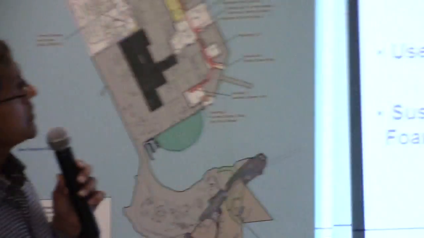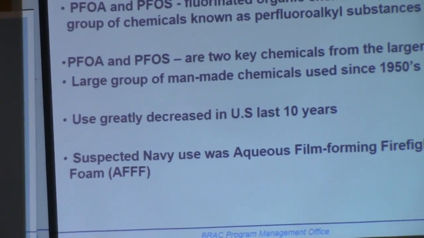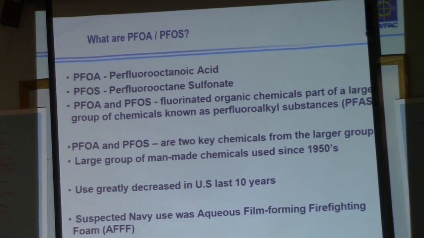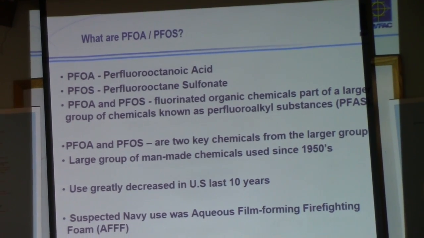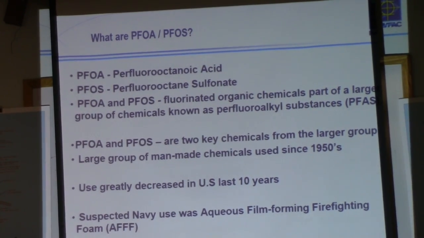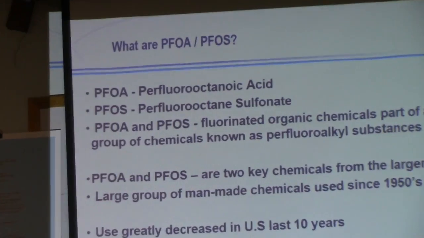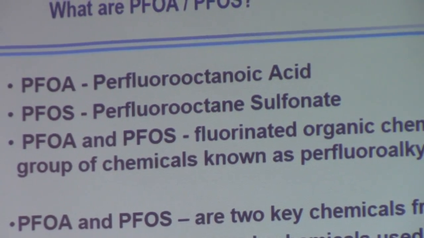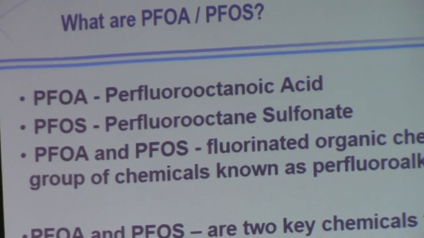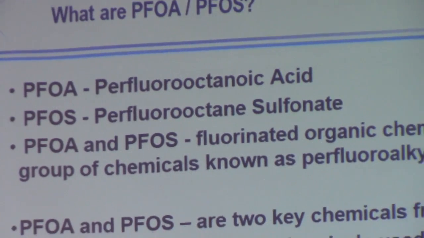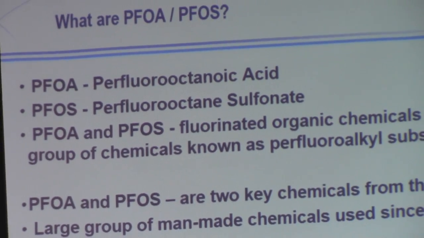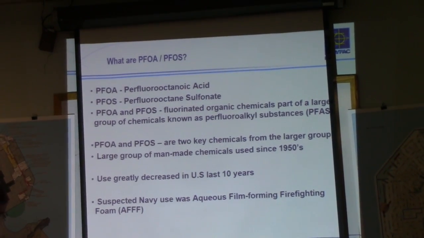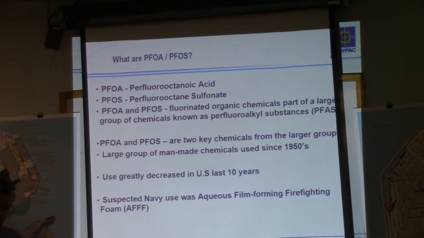So the question is, what are PFOA and PFOS? These are acronyms. PFOA is perfluorooctanoic acid. That's the chemical name for it. And PFOS is perfluorooctane sulfonate. So PFOA and PFOS are fluorinated organic chemicals which are part of a larger group of chemicals known as perfluoroalkyl substances, PFAS. PFOA and PFOS are the two key chemicals from the larger group, which is the PFAS group.